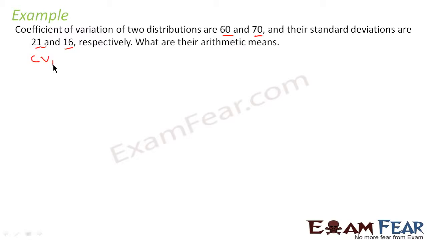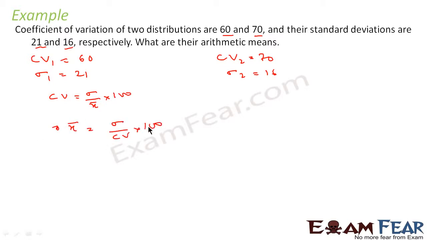So we are told that CV1 is equal to 60, CV2 is equal to 70. Also we are told that the standard deviation, that is sigma 1, is 21 and sigma 2 is 16. We were told to find their arithmetic mean. We know that CV is nothing but sigma by mean into 100, or we can say mean is nothing but sigma by CV into 100. So for case 1, mean is sigma 1 by CV1 into 100. That is 21 by 60 into 100, and 0 0 cancel, 6 is cancelled with 3, this is 5, this is 7, this is 35.